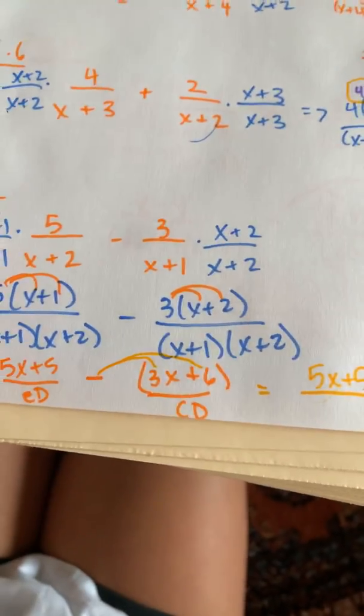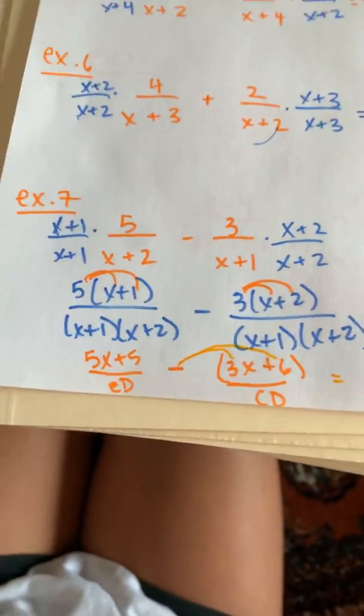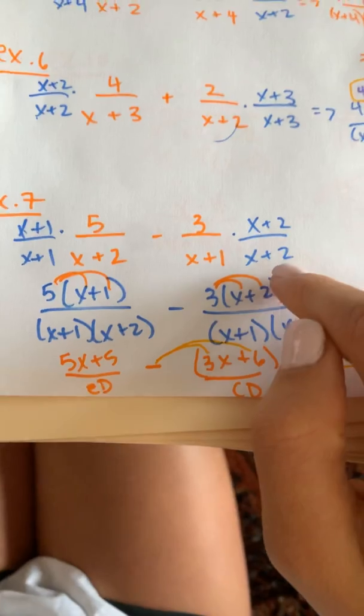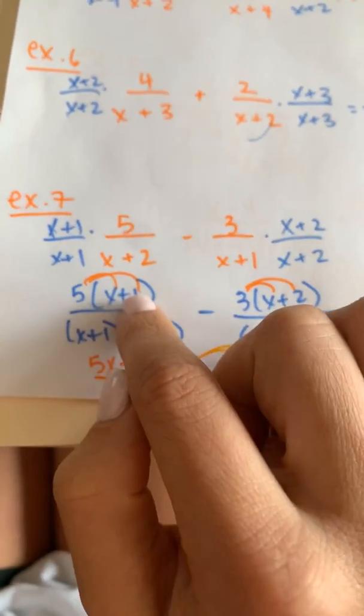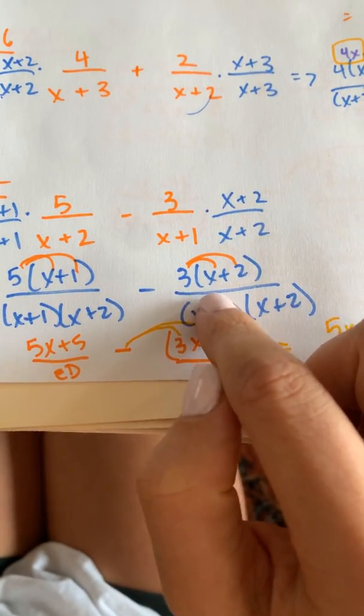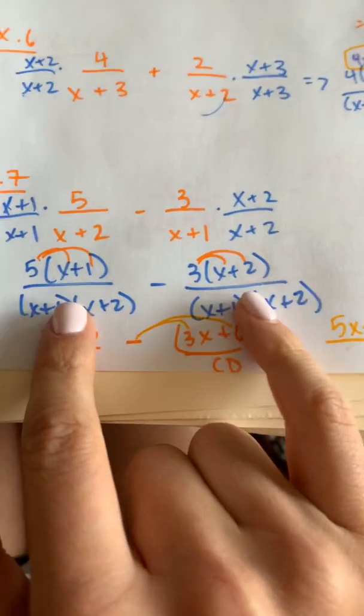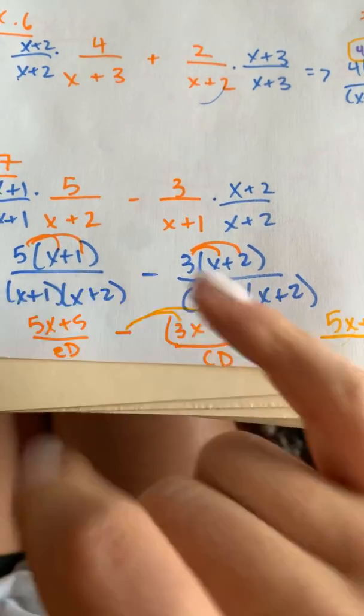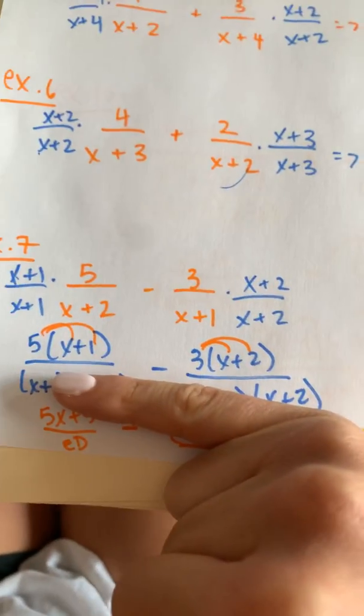Okay, so this side needed x plus 1 because that's what the other one had. And this side needed x plus 2 because that's what the other one had. So now we have 5 times x plus 1 over x plus 1 times x plus 2, minus 3 times x plus 2 over that common denominator. Now we have those common denominators, and we really can cover this up and only work with the top.